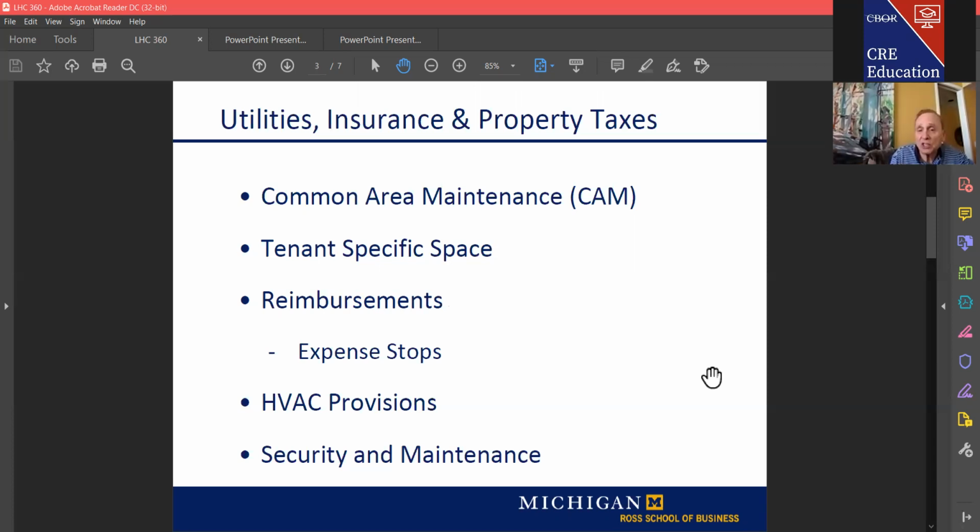We negotiate expense stops, which basically limits the amount of expense obligation that a tenant has. In a shopping mall or industrial, there might be provisions on the heating, ventilating, air conditioning, again, being a cost that the tenant in a retail center would absorb. You don't see this clause, HVAC provisions, in an office building. But again, with that retail area, security is bigger than ever. And that maintenance, that hallway is cleaned and cleaned a lot more given COVID. Next slide.